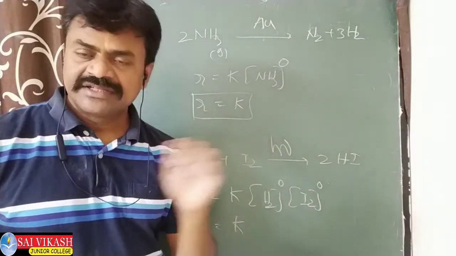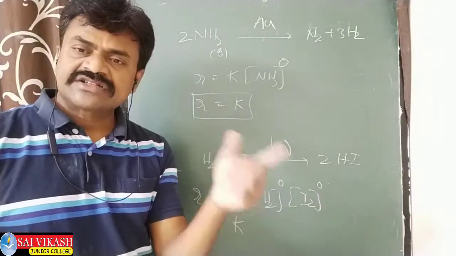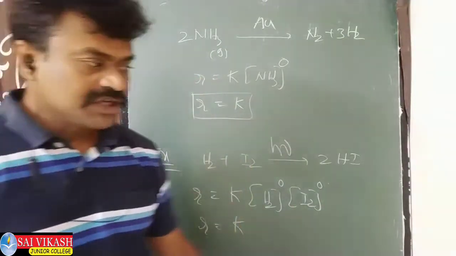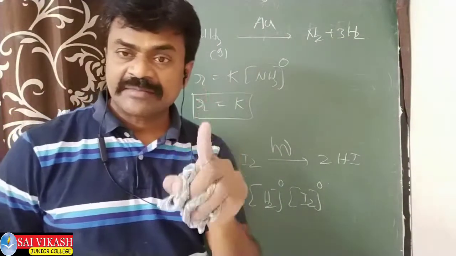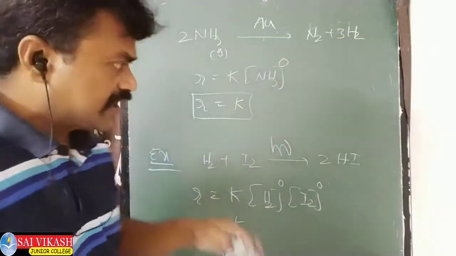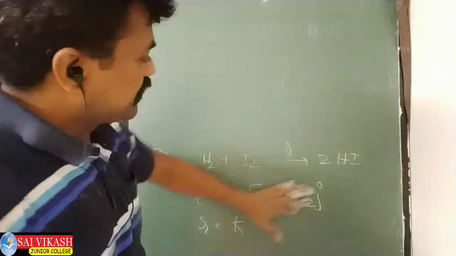Order can be anything there. So 0, 1, 2, 3, it can be fractional, it can be negative also. These negative order reactions will come in the objective. There I will remind you of this point. Negative order, I will show this. So order can be determined experimentally.